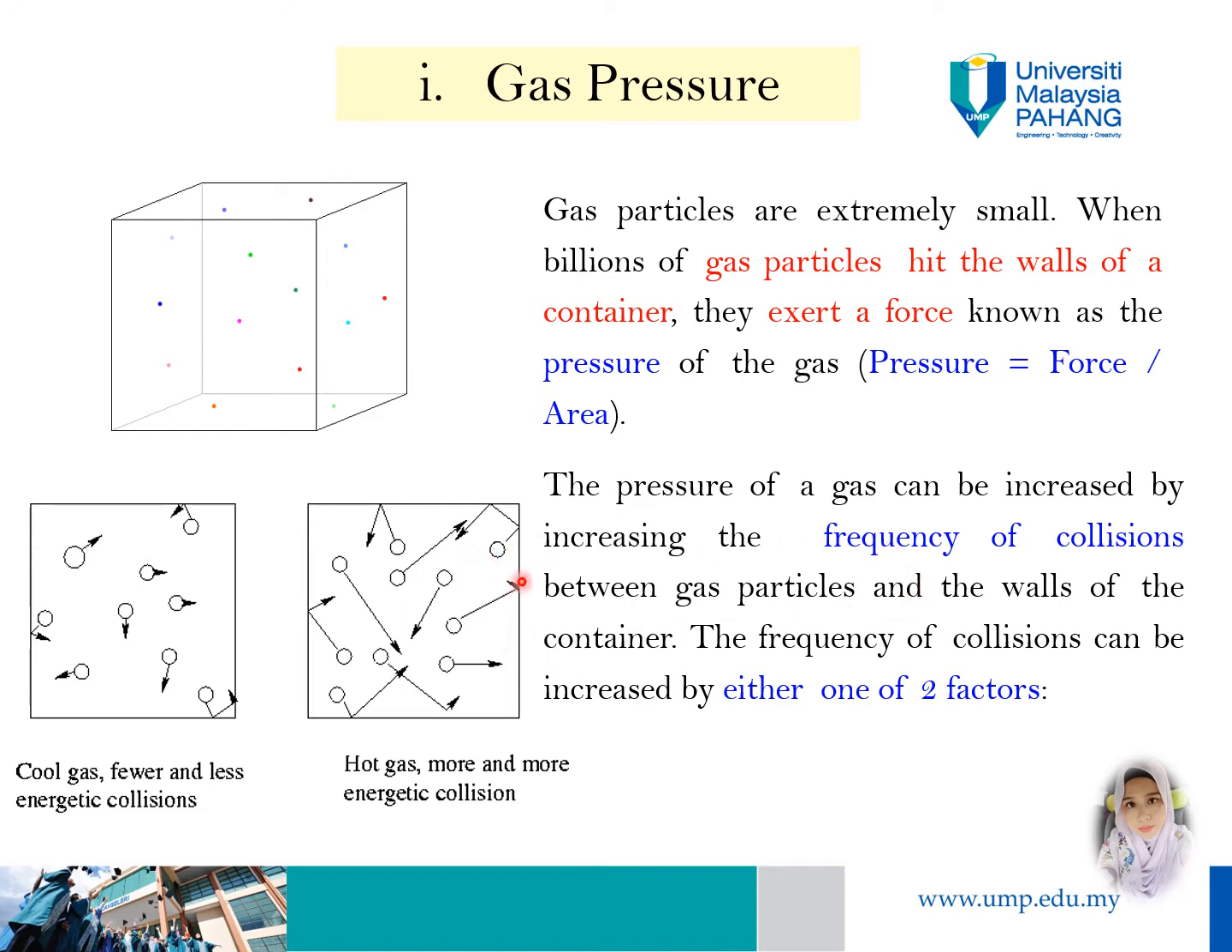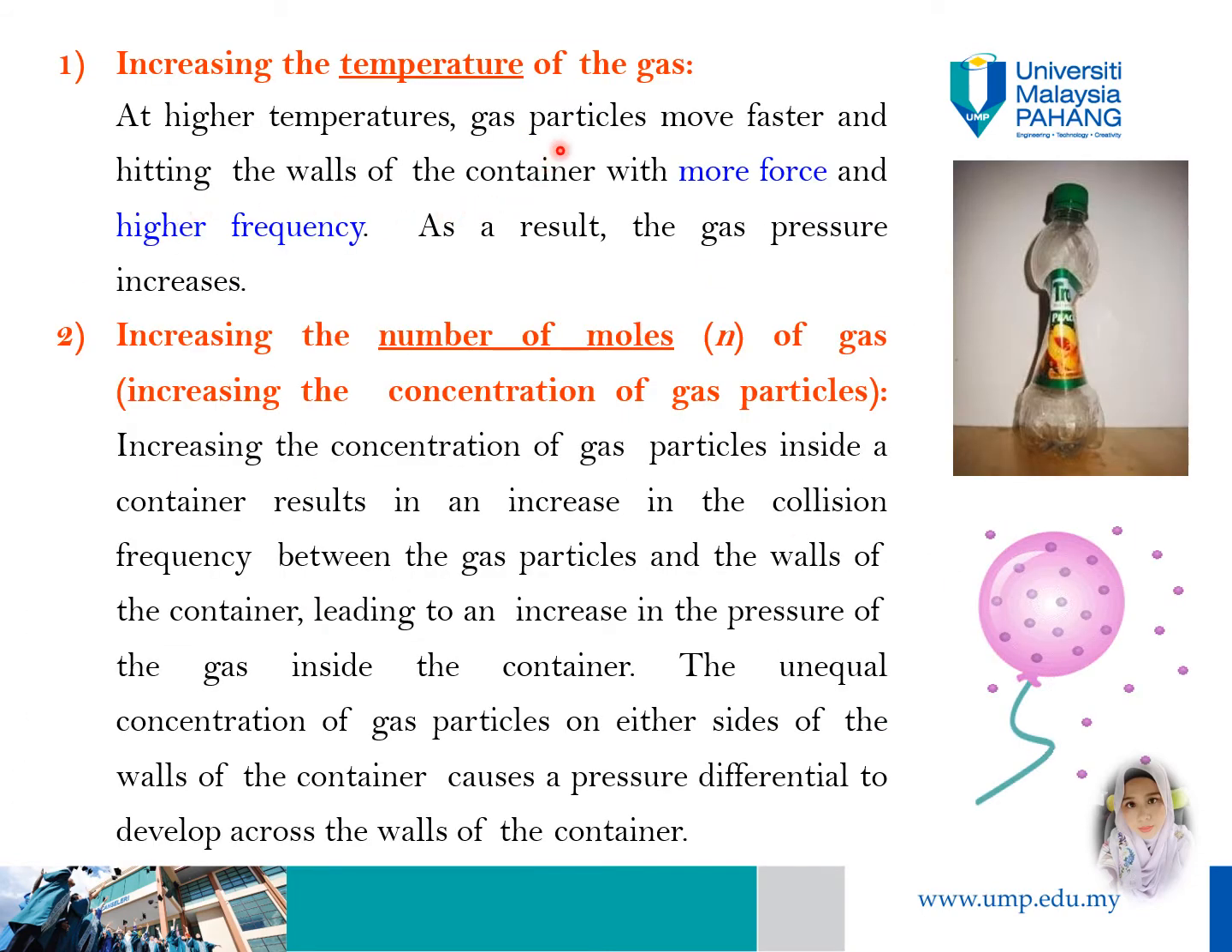The pressure of the gas can be increased by increasing the frequency of the collisions between the gas particles and the walls of the container. And the frequency of the collisions can be increased by either one of two factors: increasing the temperature of the gas and increasing the number of moles of gas.